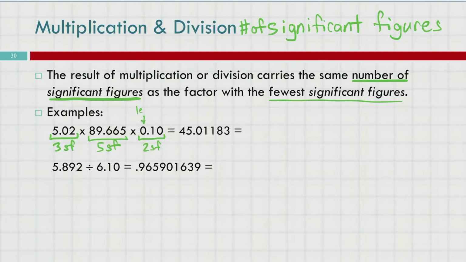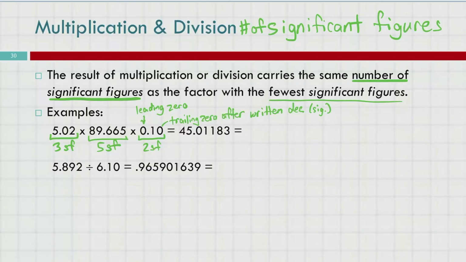Our third term and our final term has 2 significant figures. We've got a leading 0 that does not count. Leading zeros never count. And we've got a trailing 0 that's after a decimal point, a written decimal. And so this one is significant. So we've got 2 significant figures for that number.